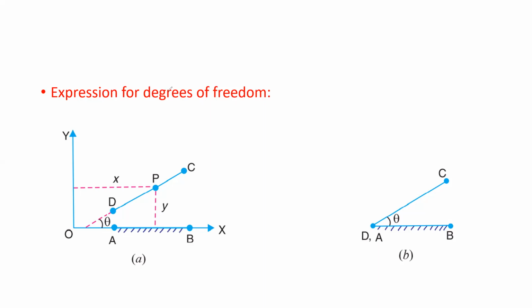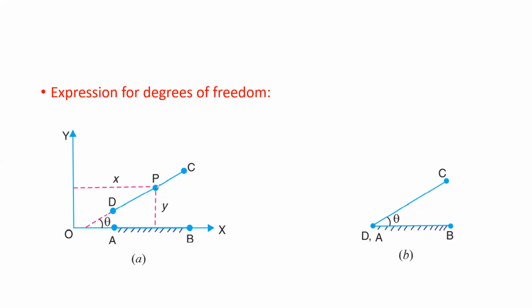Suppose I take a point P here. In order to describe its position in the XY plane, I need the X coordinate, the distance from the Y axis, and the Y coordinate, which is perpendicular to the X axis, the distance from the X axis. So I will locate the point P with the help of X and Y.